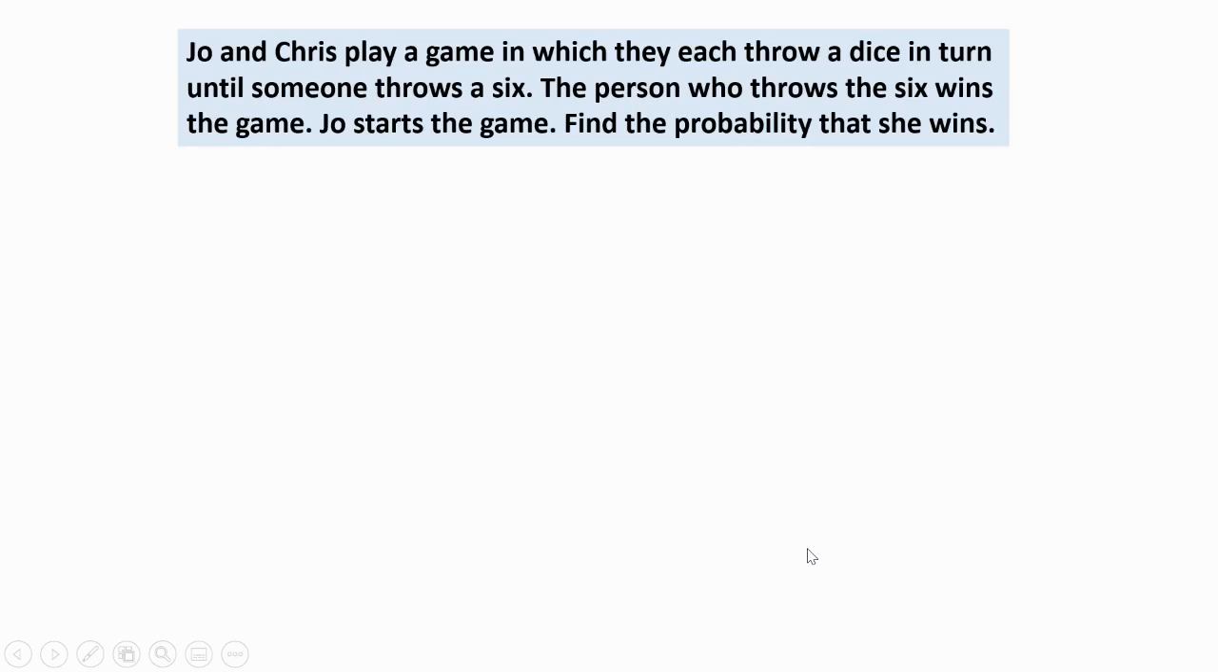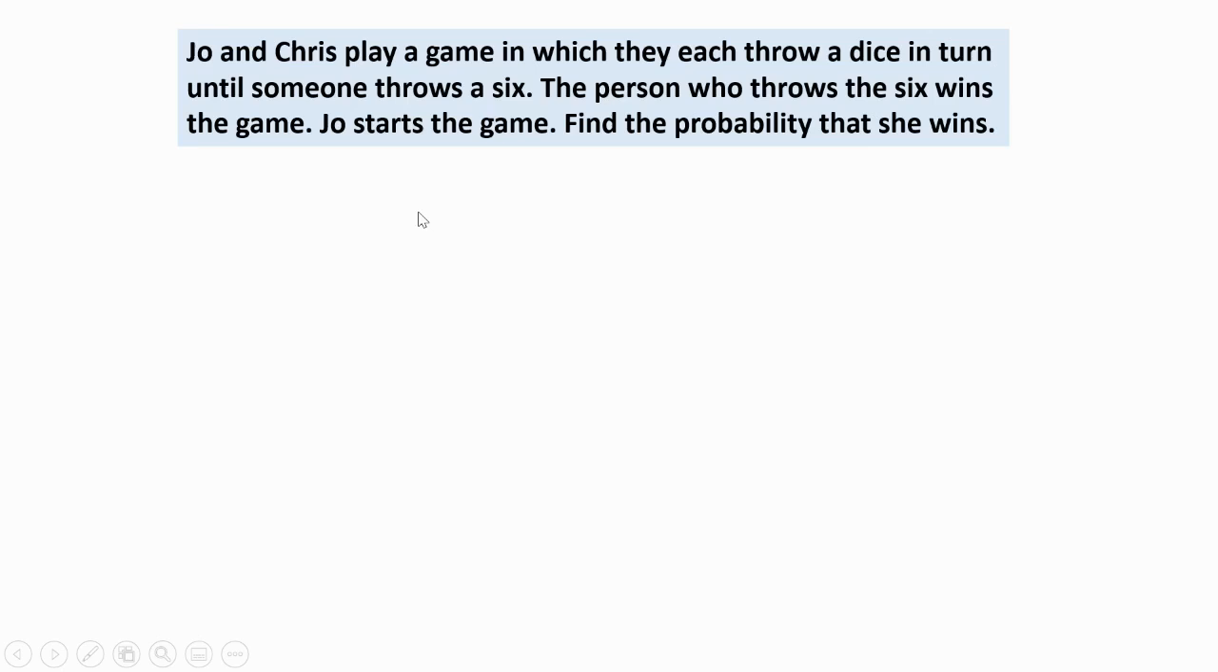Okay. This question is quite a nice question, and I thought I'd give it to you. It's a tree diagram. It could easily be asked in your paper 1 exam as well. All right, but it was a nice sort of AP question. So Joe and Chris play a game in which they each throw a dice in turn until someone throws a 6. The person who throws the 6 wins the game. Joe starts the game. Find the probability that she wins.